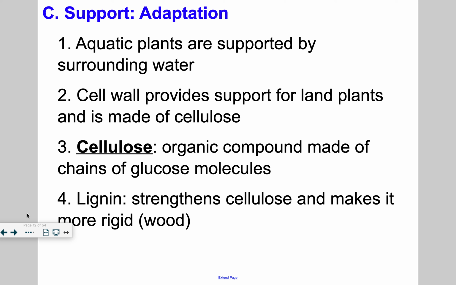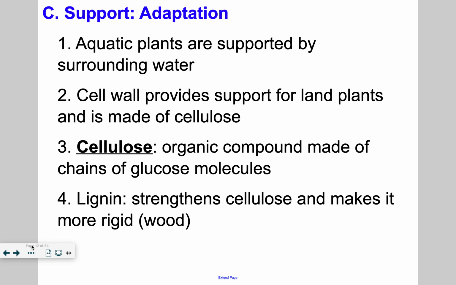Okay, another adaptation was support. So aquatic plants are supported by surrounding water. Well, when you're on land, you don't have that water to support you. So now we see an adaptation of the cell wall, and how the cell wall is rigid and provides structure and support, and it's made of cellulose, a compound that doesn't break down very easily.